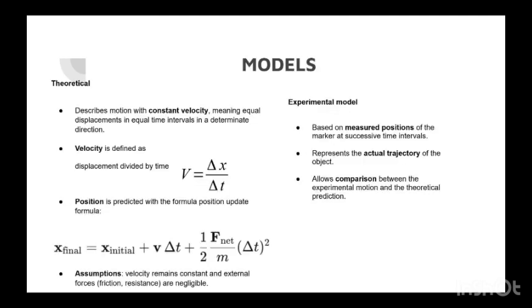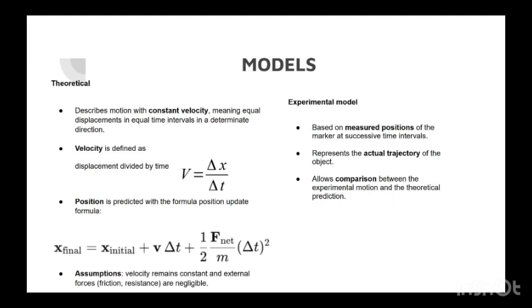In this experiment, we used two models to describe the marker's motion. The first one, the theoretical model, assumes a constant velocity where the object moves in a determinate direction with equal displacements over equal time intervals. Velocity is defined as displacement over time, and the position is predicted using the position update formula given by x final equals x initial plus velocity times delta time plus 1/2 of the net force over the mass times delta time squared. According to Newton's second law, when the net force is zero, momentum remains constant, ensuring constant velocity.